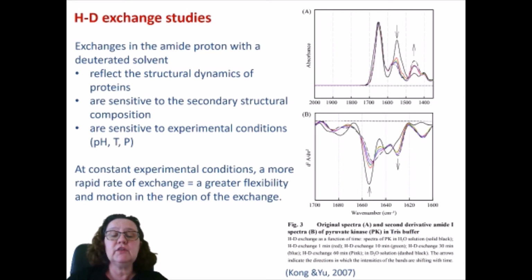And also things like pH conditions, temperature and pressure, but specifically pH has been very useful, will reflect on those bands. So for example, here you've got in the top the original spectrum and in the bottom the second derivative. In the study of the amide band, look, the range is between 1600 and 1700. So how the amide I band in pyruvate kinase reacts in a hydrogen deuterium exchange.